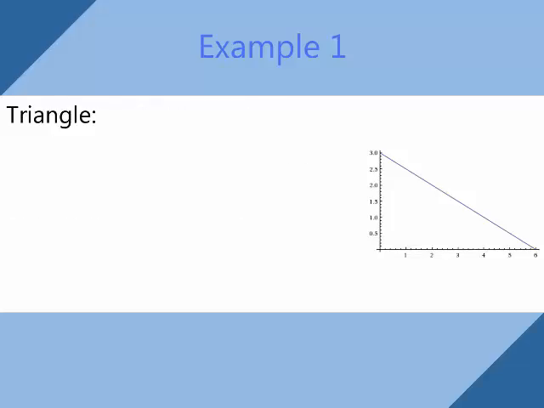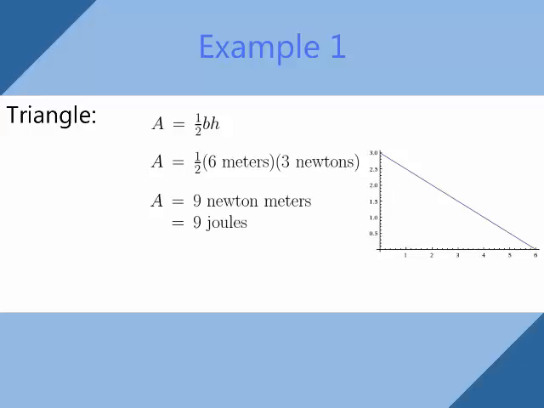We can recognize that this graph is a triangle. Recall the formula for the area of a triangle, 1/2 base times height. Here we recognize from the graph that the base is 6 meters and the height is 3 newtons. Multiplying out, we find that we have 9 newton meters, which is equivalently 9 joules of work.